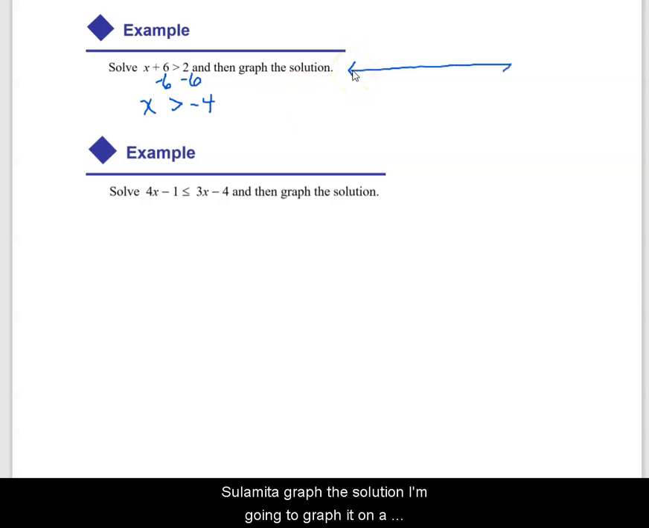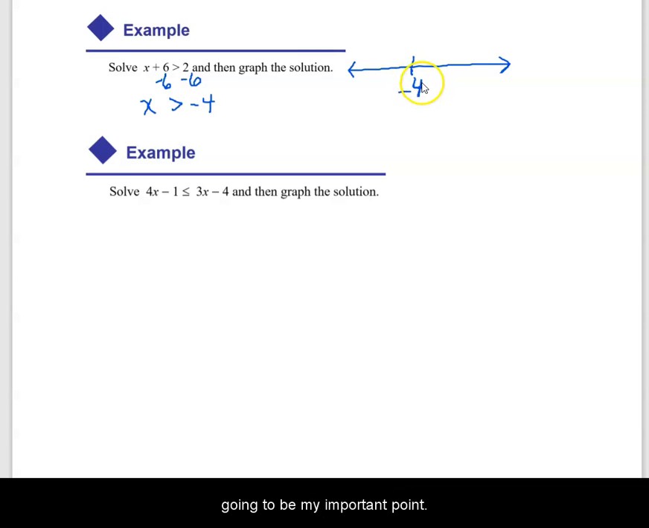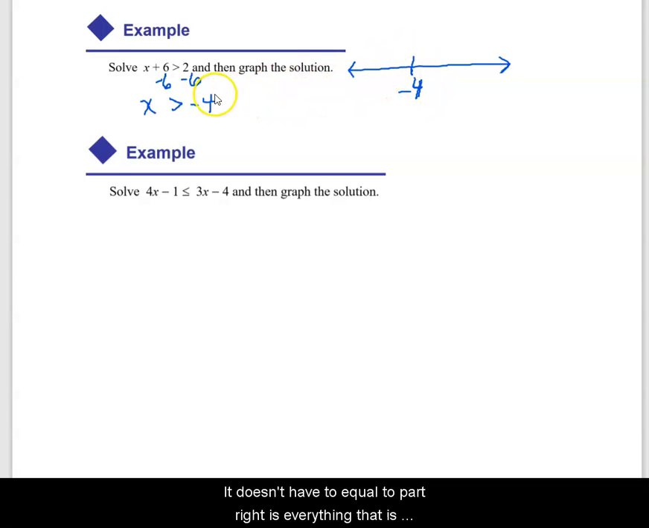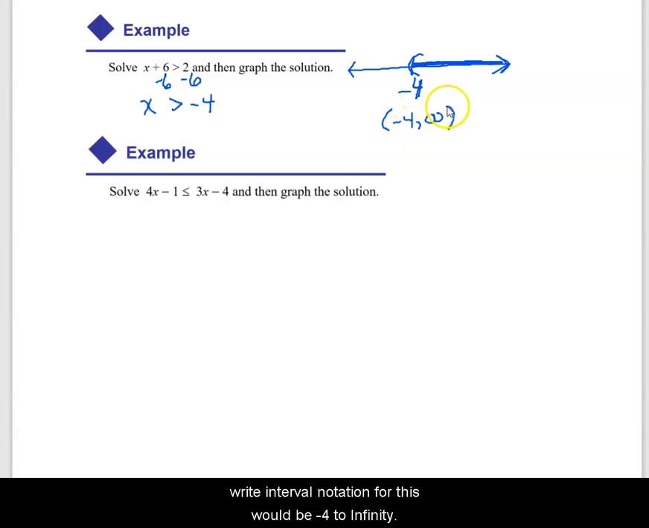It's telling me to graph the solution. I'm going to graph it on a number line. Just for time's sake, I'm not going to write every single number on my number line, but at negative 4, that's going to be my important point. It doesn't have the equal to part, right? It's everything that is greater than but not equal to, so I need a parentheses right here. If it's bigger than negative 4, I'm going to color in the right side. Interval notation for this would be negative 4 to infinity.